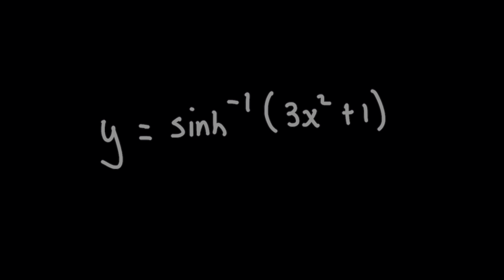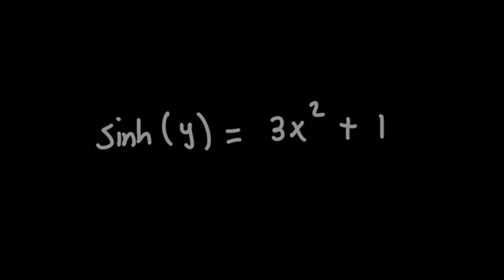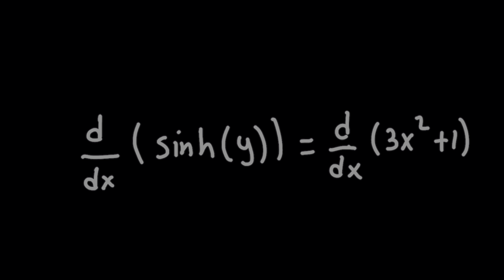What I would do here is first rewrite this as sinh of y equals 3x squared plus 1, because we have rules about inverse functions, right? And what's nice about this is, yes, it looks like y is no longer by itself and we're complicating things, but that's okay because that's what implicit differentiation is for. I talk about this in other videos, and it's not as bad as it looks, because now when I take the derivative of both sides of the equation, we have this expression.